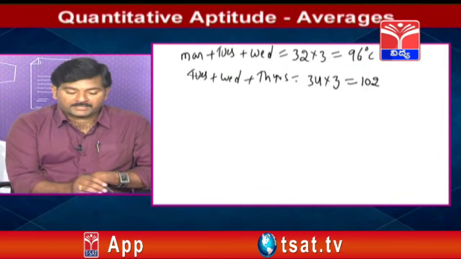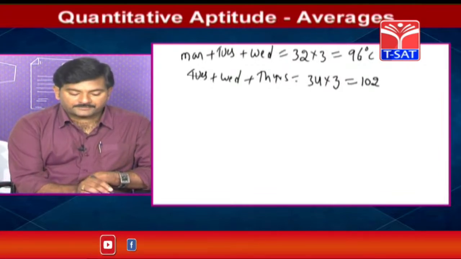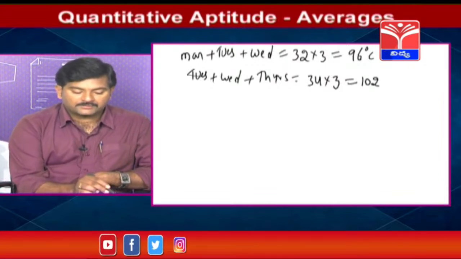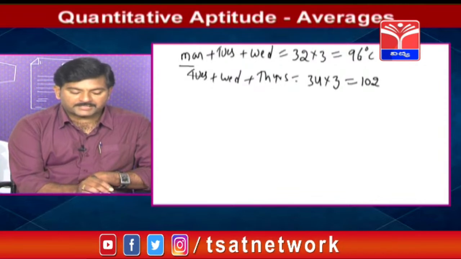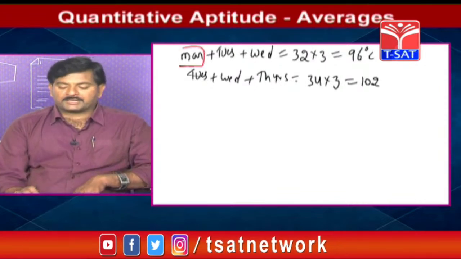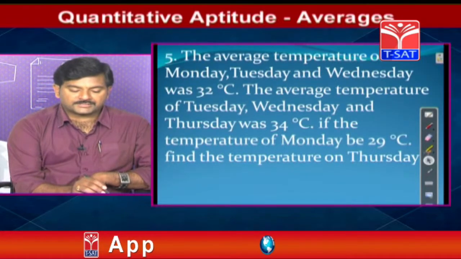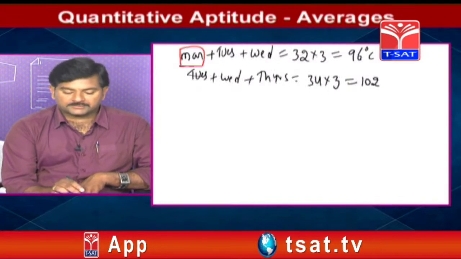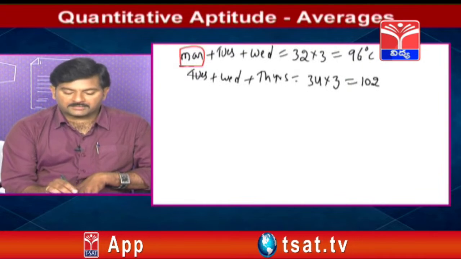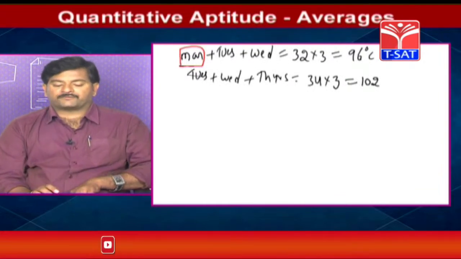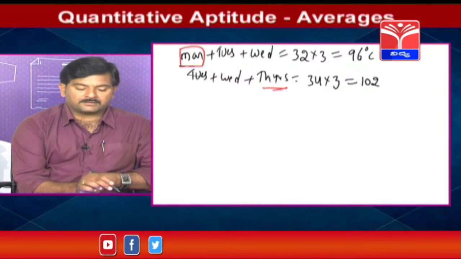And if you observe, the Monday temperature is also given. Monday temperature how much is given? 29 degree Celsius. So this is equal to 29. And he asked to find out the temperature on Thursday.